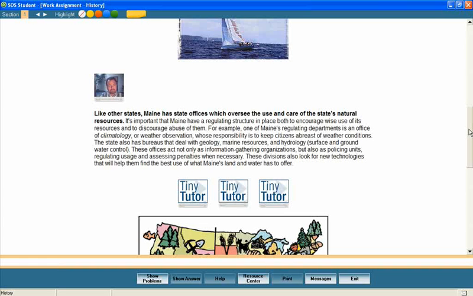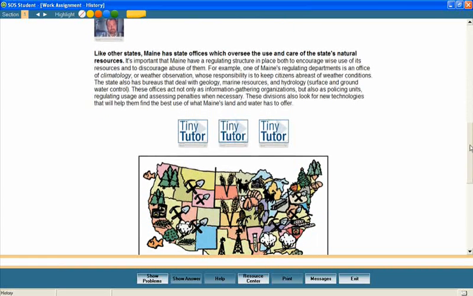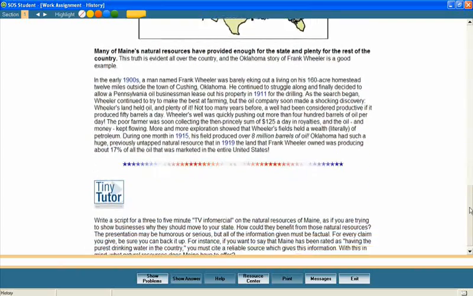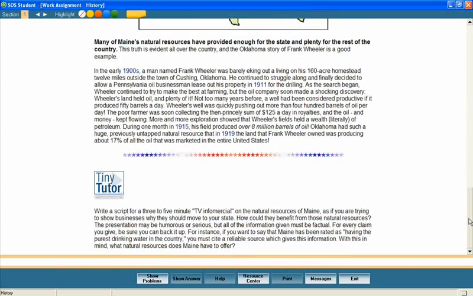A link to the interactive timeline is provided here as well. At the end of the presentation, the student is provided with instructions for the project that he must complete. In this project, students are instructed to write a script for a 3 to 5 minute infomercial on the natural resources of Maine. The infomercial must be designed to convince businesses to move to the state of Maine.